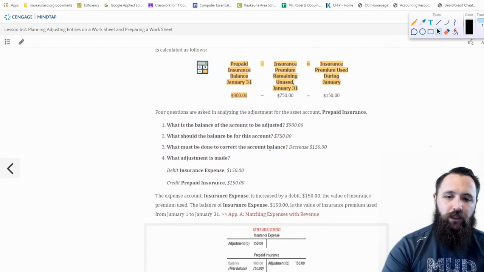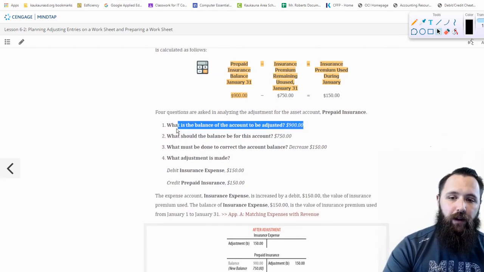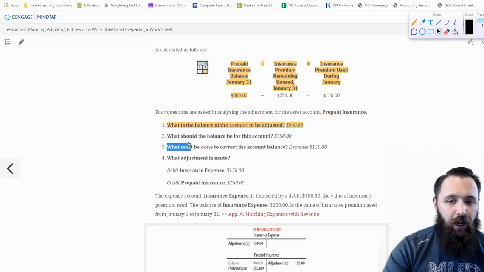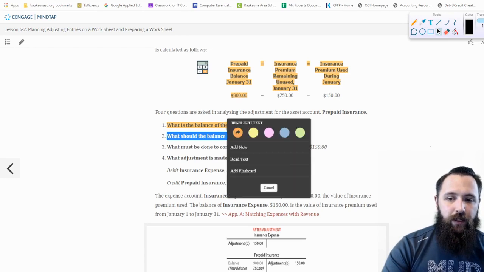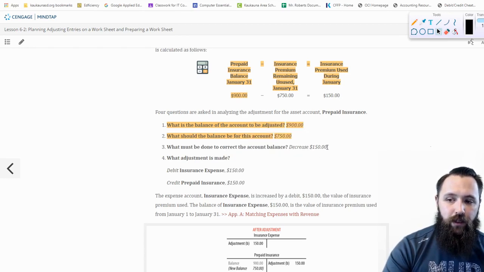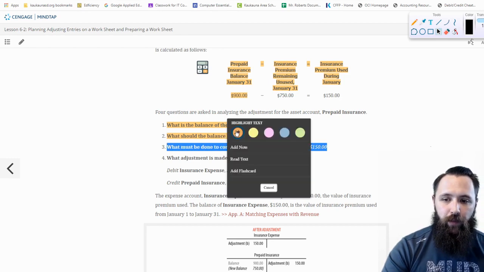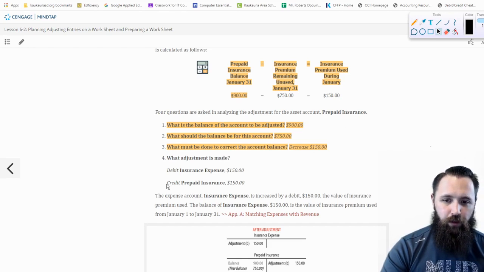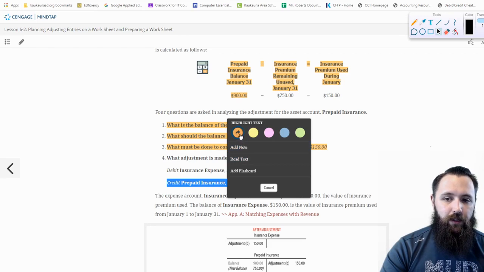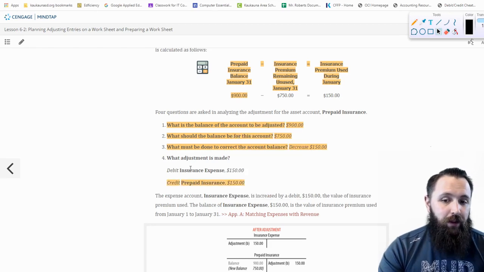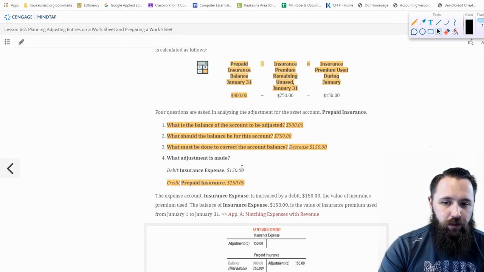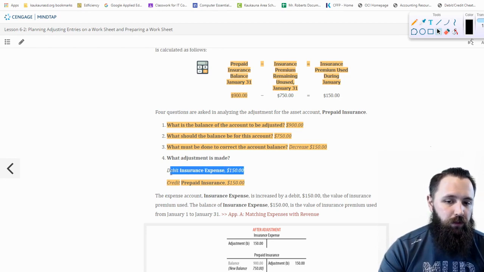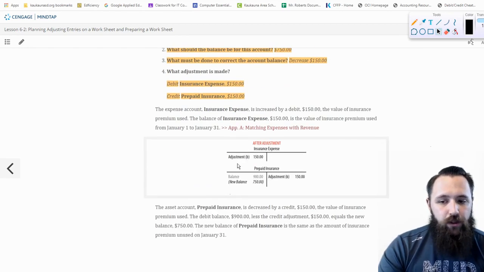We go through these 4 questions. What's the balance of the account to be adjusted? $900. What should be the balance for this account? It should be $750 now. Okay. So what needs to be done to correct this? Well, we need to decrease it by $150. So, what adjustment actually needs to be made? Well, prepaid insurance, the one that we were looking at, it's an asset. It needs to decrease, so we credit it. And then insurance expense is obviously an expense, so we need to debit it because insurance expense is a normal debit balance, right? A normal debit account. So there we go.